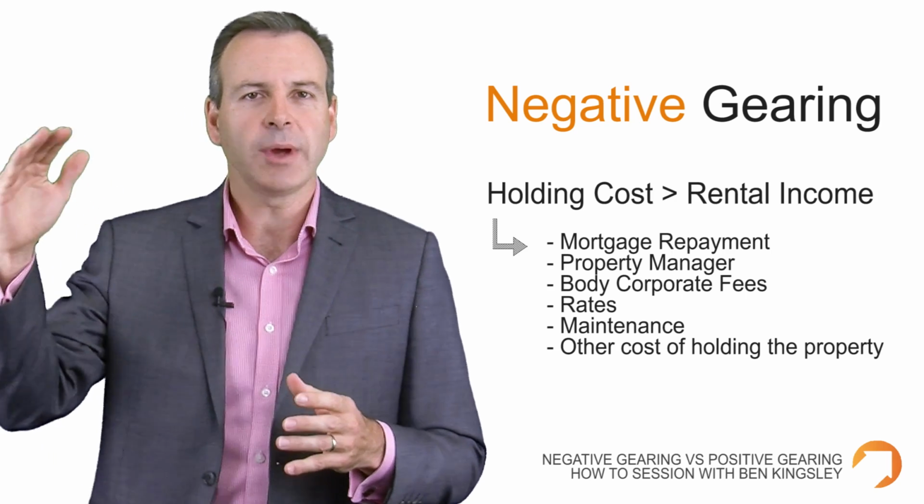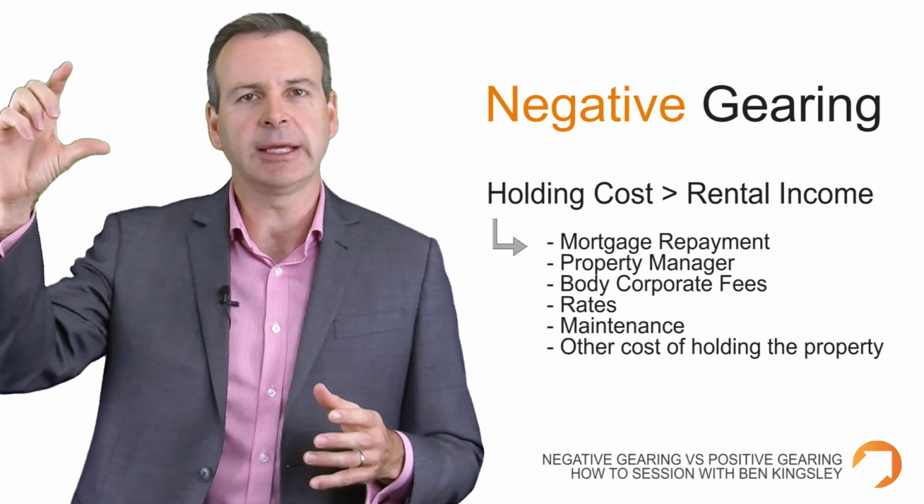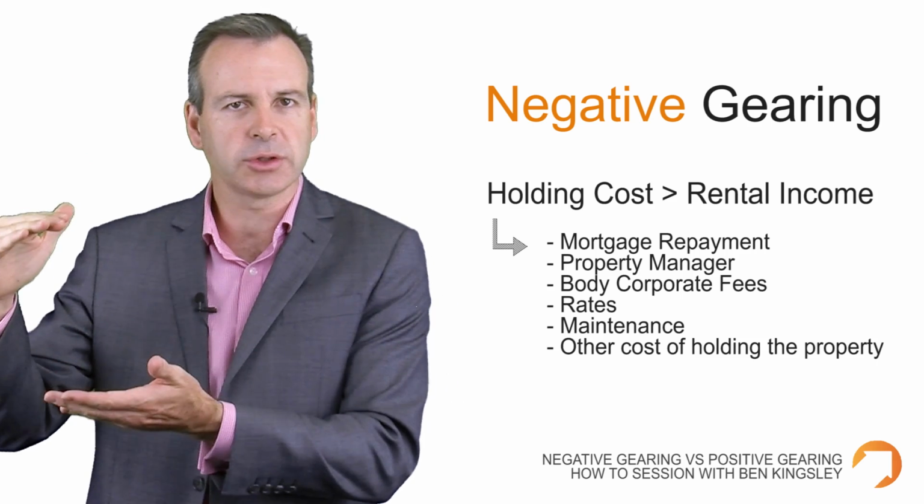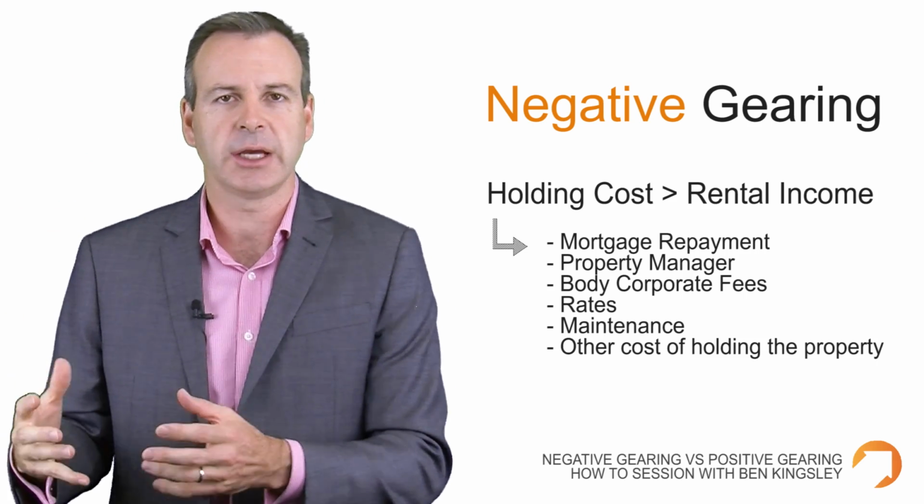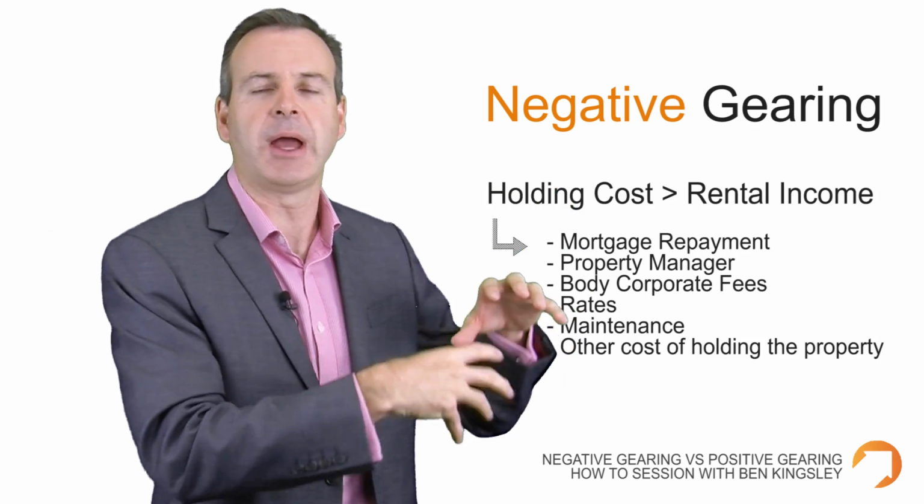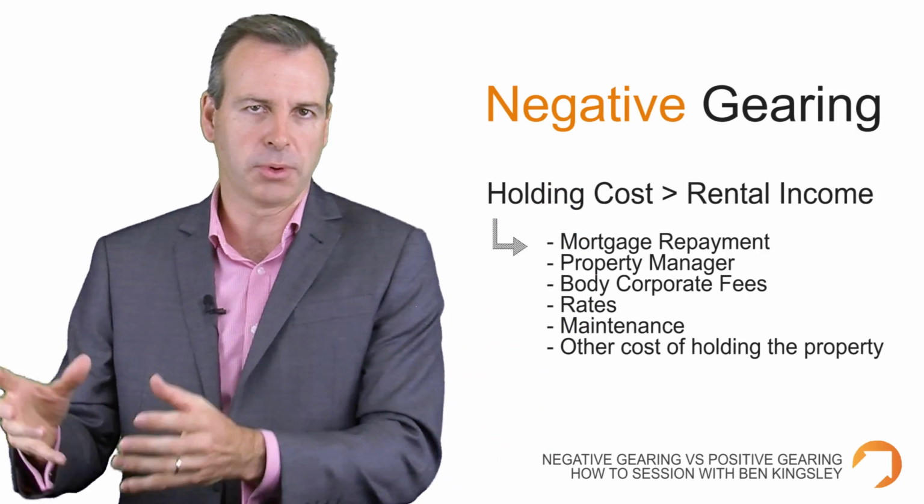Now, once you add all those up, so you've got your income coming in and then you've got all your costs, you're left with a negative. Okay, so that's where our income from our other activities needs to support that.